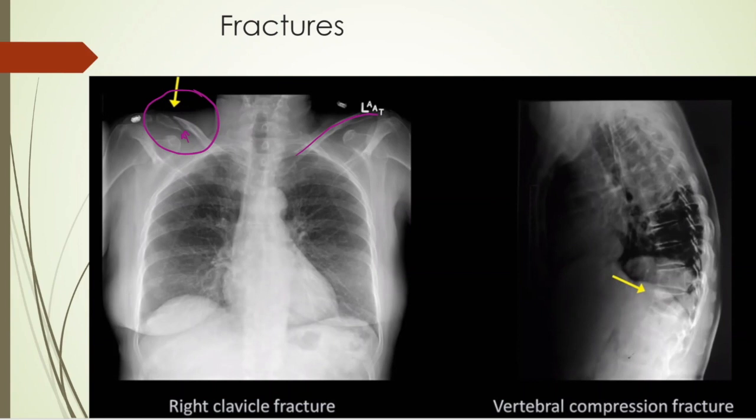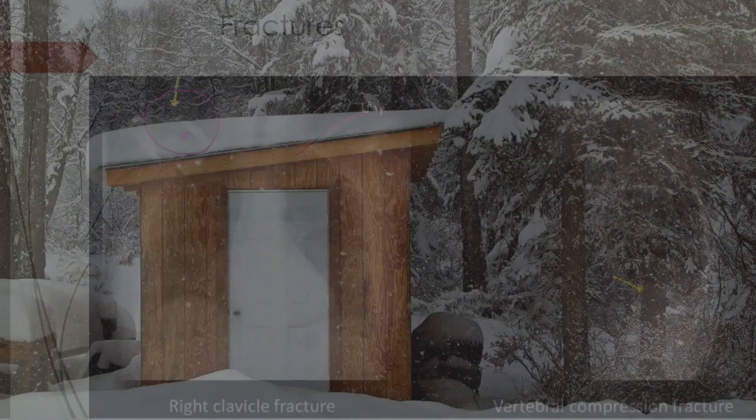On this one here, you can see a vertebrae here that looks like it's fractured. You can see the disruption in the body there. So you need to look at these bones.